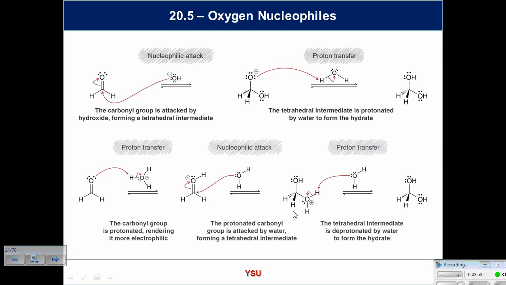But this isn't quite the product. This is the conjugate acid of the product. You then have to lose a proton, typically to the solvent. Don't forget solvent is present in excess. There's lots of it. You can use more of those molecules to be able to do this again, and you can end up again with a hydrate. So the key here is you end up in the same place, but through quite different pathways.